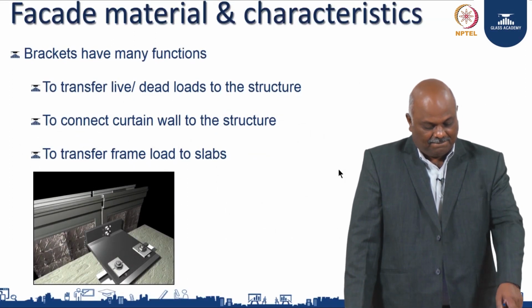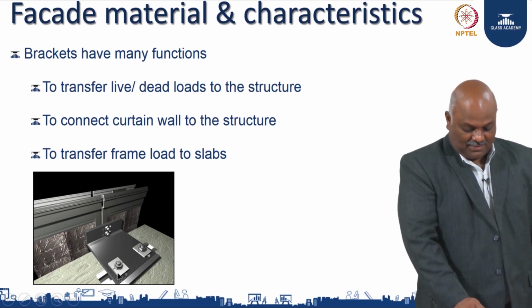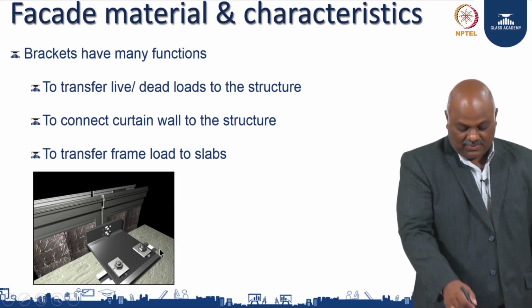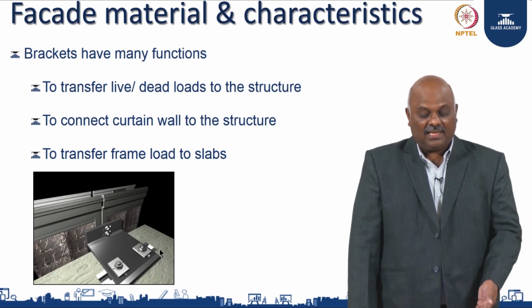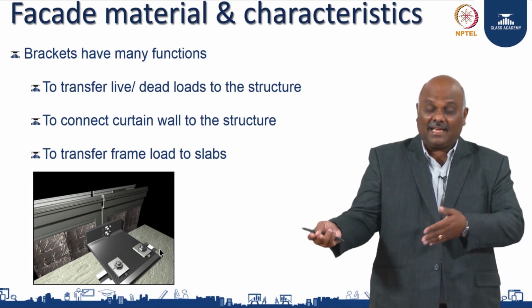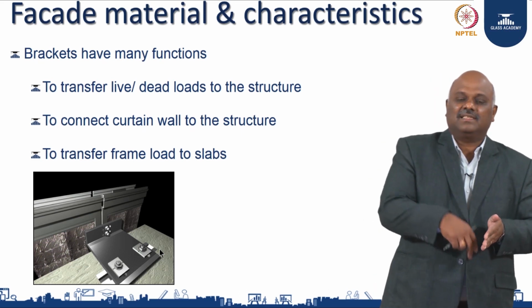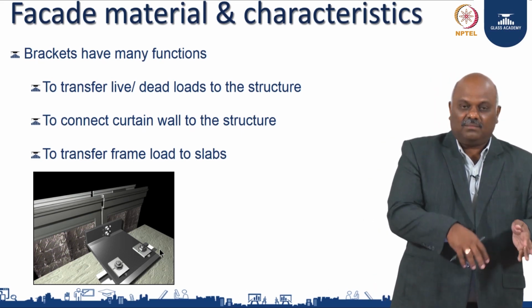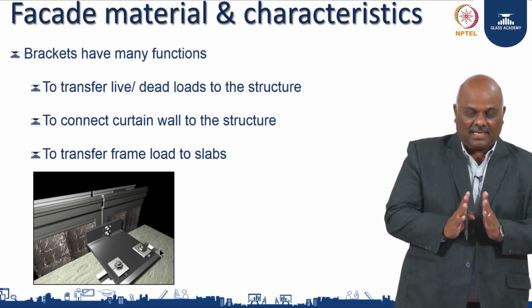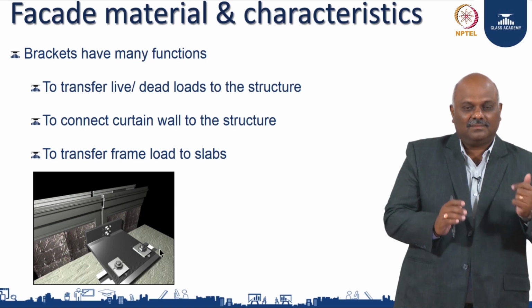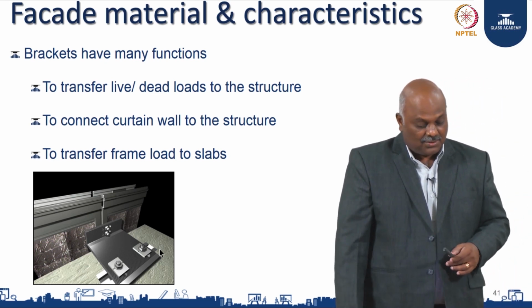You can see here, this is with the channel. What you saw before is attached to a cast-in channel. If the channel is not there, you can do away with the anchor bolt. What it does is transfer the live and dead loads to the structure, to your mother slab or mother structure. So you bring the facade and you attach it to your mother slab. These anchor bolts or channels, where you tie them, transfer the load, and they connect the curtain wall to your main building. This is what these anchors do.